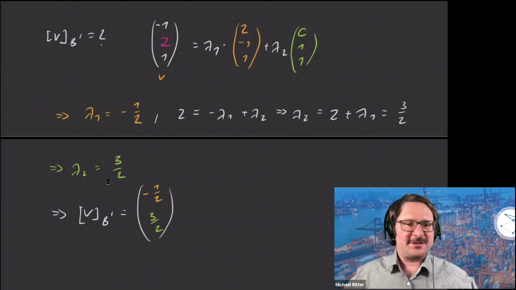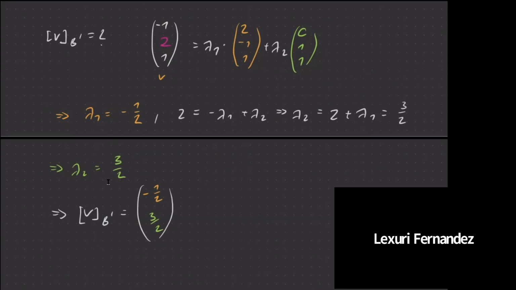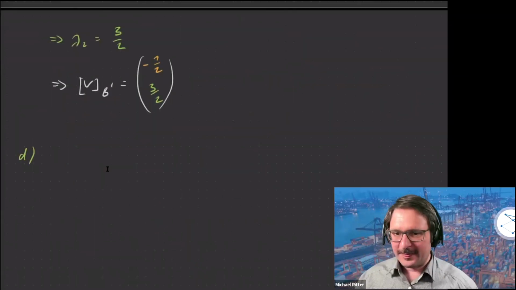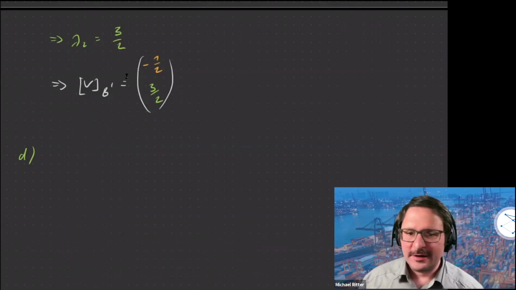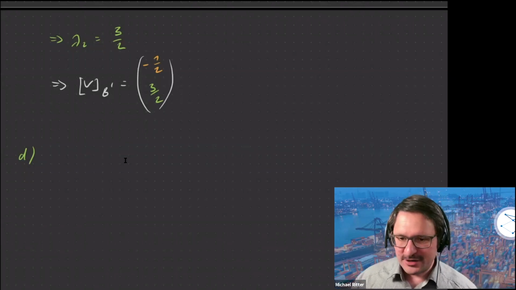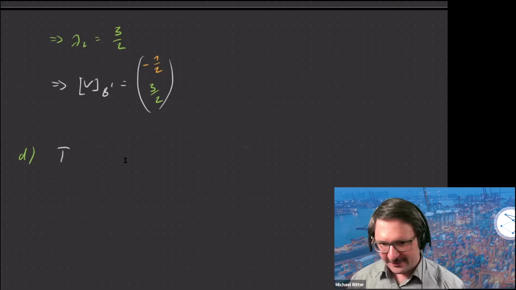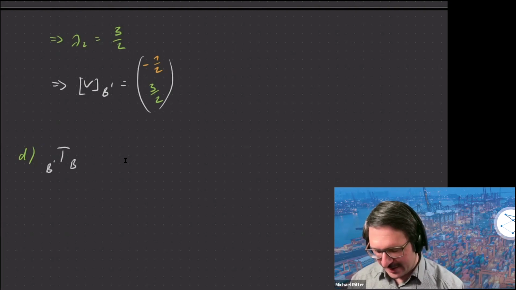Okay, questions? So far there isn't any. Okay, wonderful. Let's proceed with the last problem here. Part D. So in part D, we want to determine the basis transformation matrix that transforms vectors given in B coordinates to vectors given in B prime coordinates.